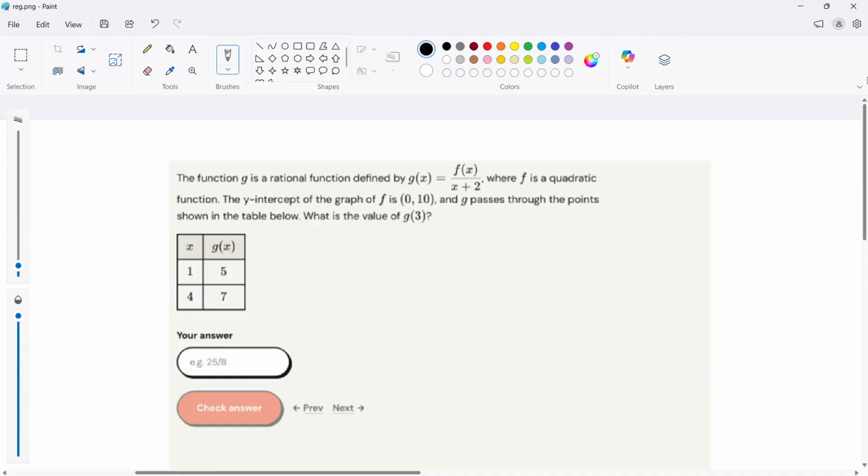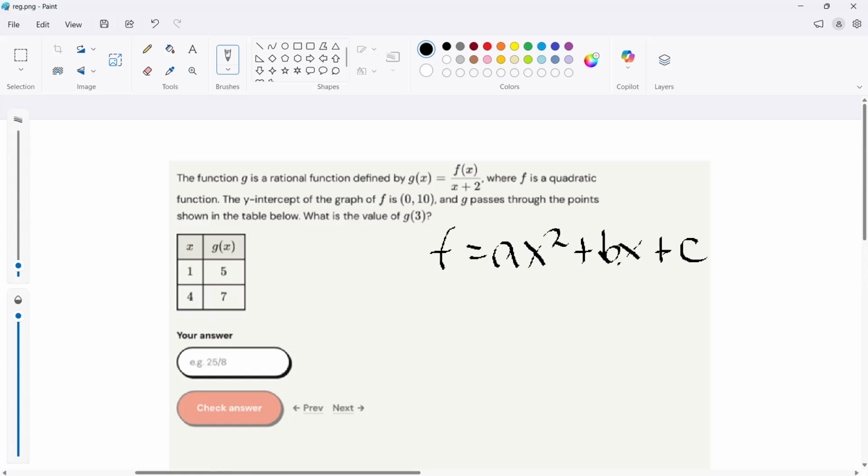This one says the function g is a rational function defined by g of x equals f of x over x plus 2. It's got x in the denominator, where f is a quadratic function. So if f is a quadratic function, it looks like this: ax squared plus bx plus c. Learn that form of a quadratic function because it's going to be important throughout the whole SAT.